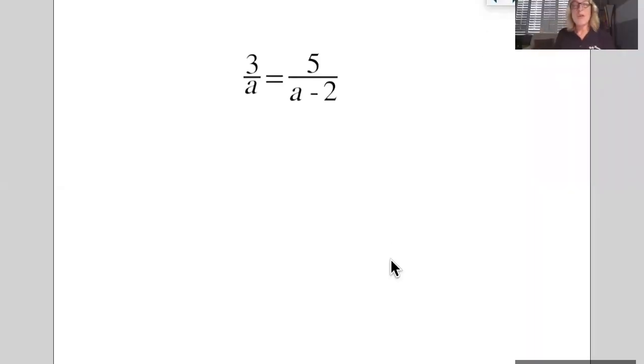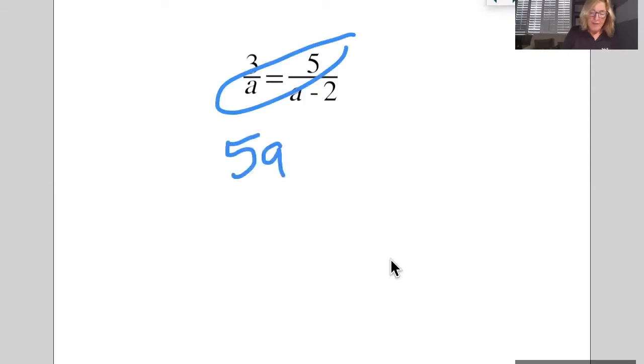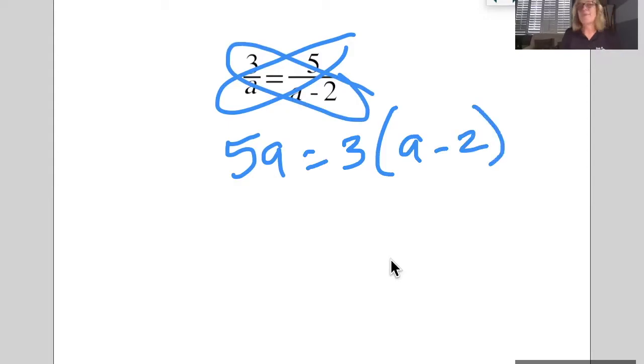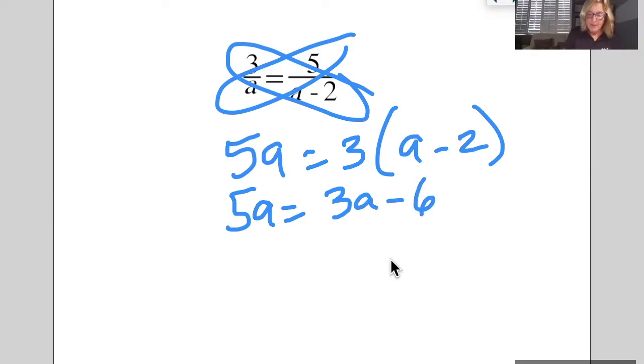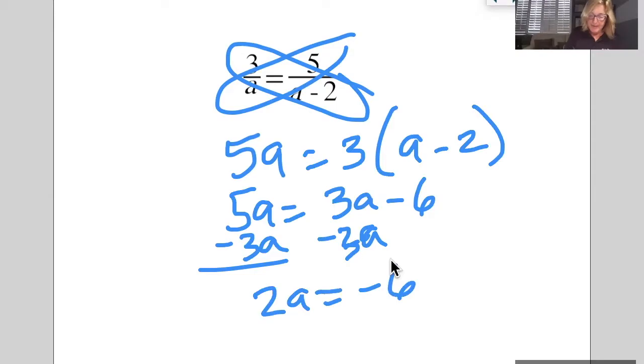So again, when you look at this, you see that we have two rational expressions set equal to each other. So we could use cross products. 5 times a would have to be the same as 3 times the quantity of a minus 2. And so now we can multiply 3 times a and 3 times negative 2. And then we can subtract 3a from both sides. So we're left with 2a is equal to negative 6. So a must be equal to negative 3.